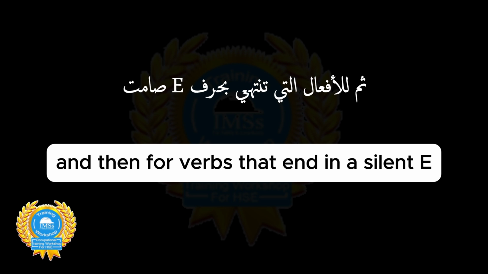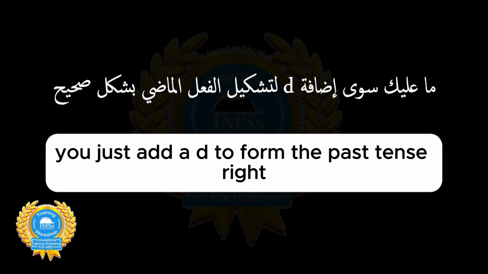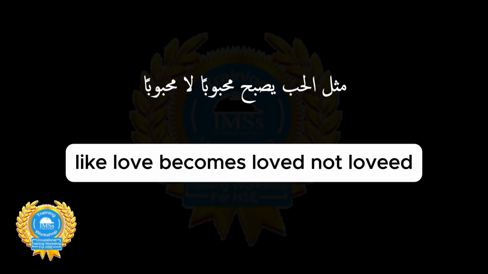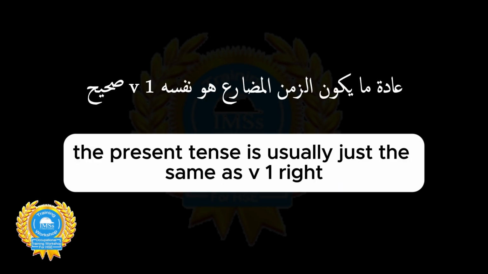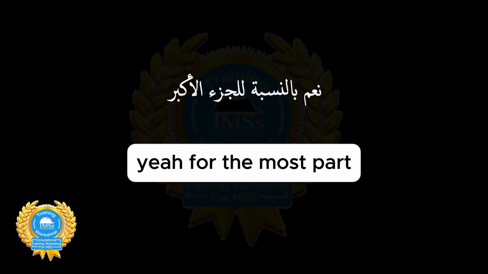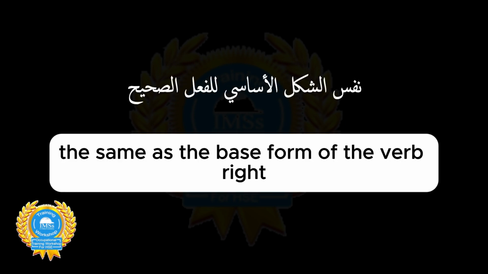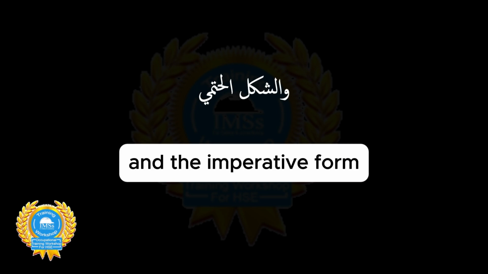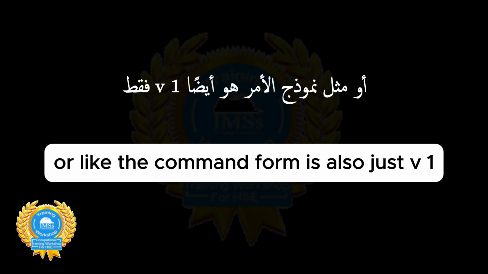And then for verbs that end in a silent e, you just add a d to form the past tense. Right, like love becomes loved, not loveed. That's it. Okay, and then just to be clear, the present tense is usually just the same as V1, right? Yeah, for the most part, the present tense is the same as the base form of the verb, or V1.